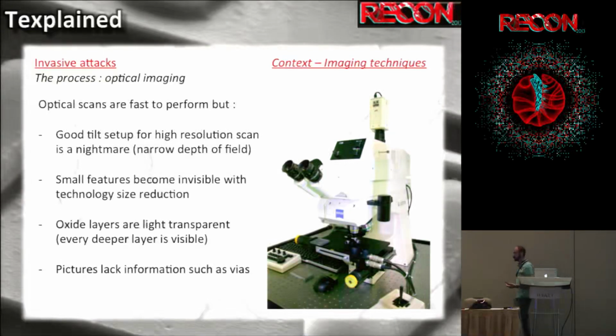Too much because the oxide layers are transparent. It means if you reach one layer and you look at it, you will see all the layers that are just below. And this is noise. This is extra information. I don't like to see it.